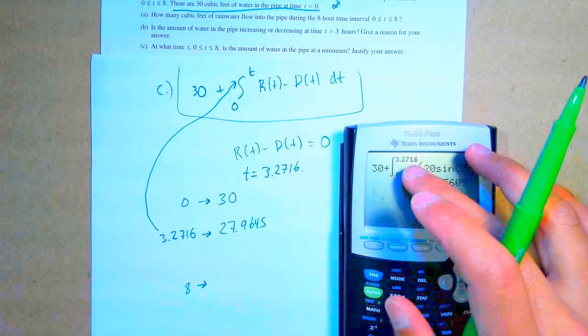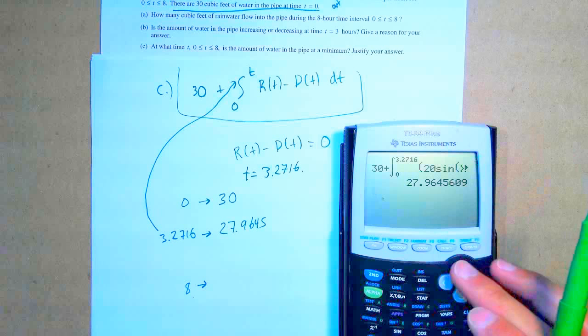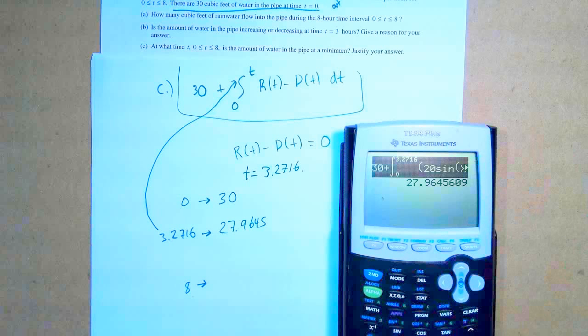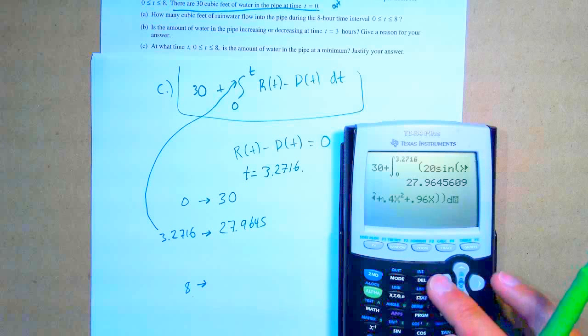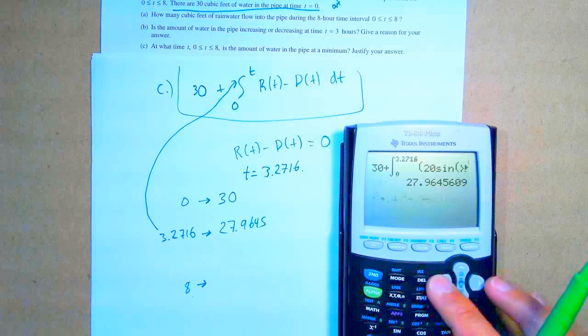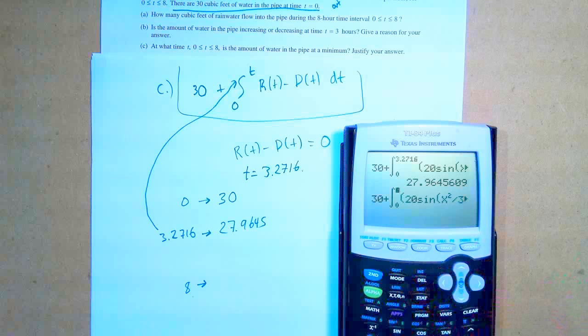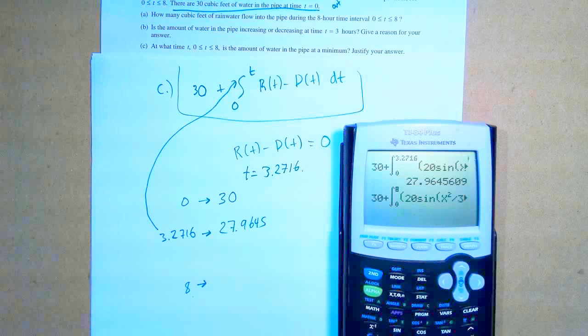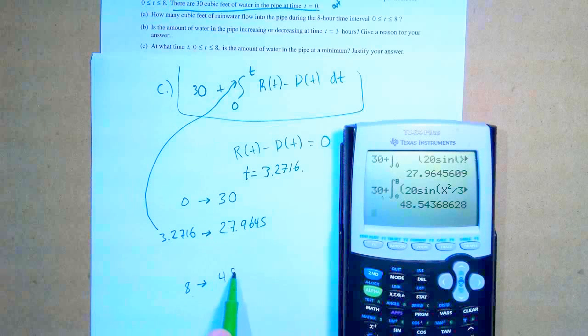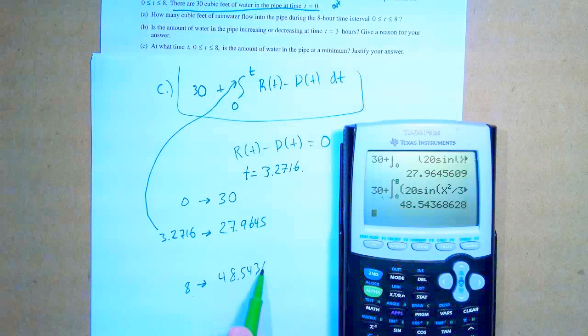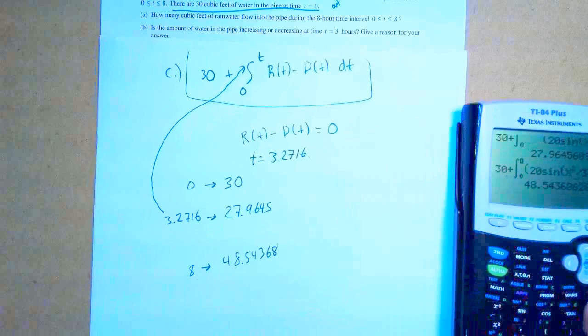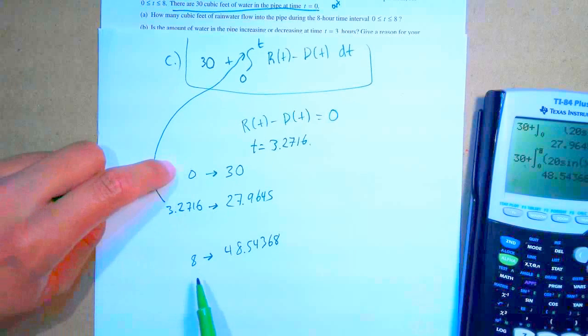So last thing is I need to change that upper bound to 8. Now I'm not going to type in the entire equation over. I'm going to hover over, press enter, and then scoot all the way to the left, and change that upper bound to 8. And I'm going to get a value of 48.54368.